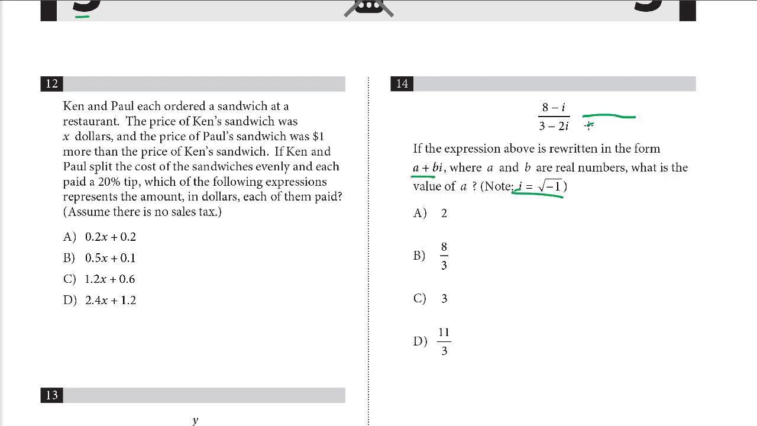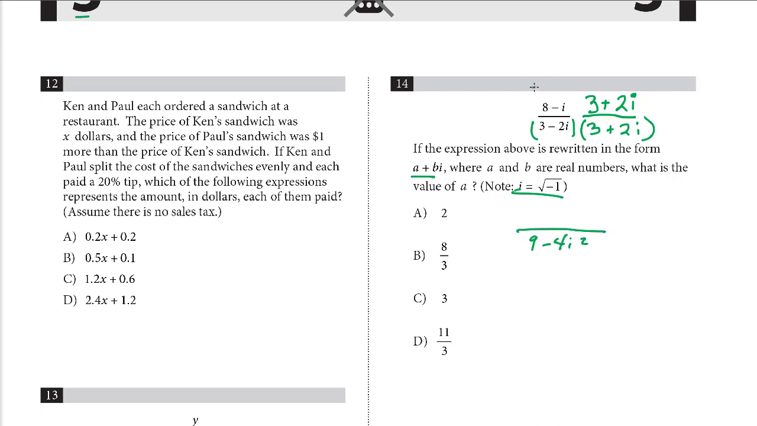So let's go ahead and do that. We're going to multiply by 3 plus 2i in the denominator and 3 plus 2i in the numerator. That way I'm effectively multiplying by 1. Something over itself is 1, and that won't change the value of our original expression. So what does that work out to? In the denominator, it's essentially going to be the difference of squares. So I know it's 3 squared, 9, minus 2i squared, which is minus 4i squared.